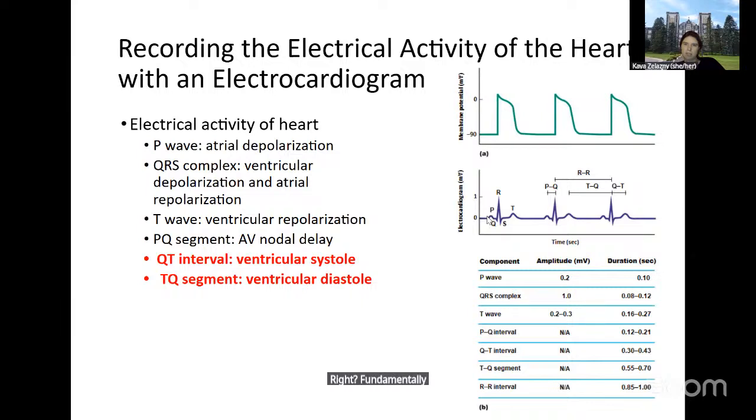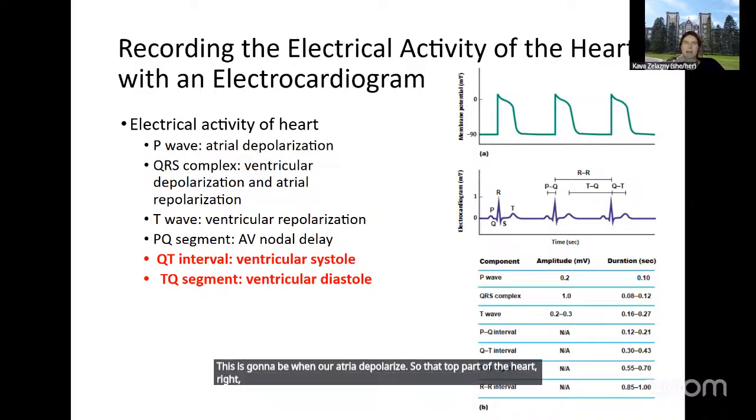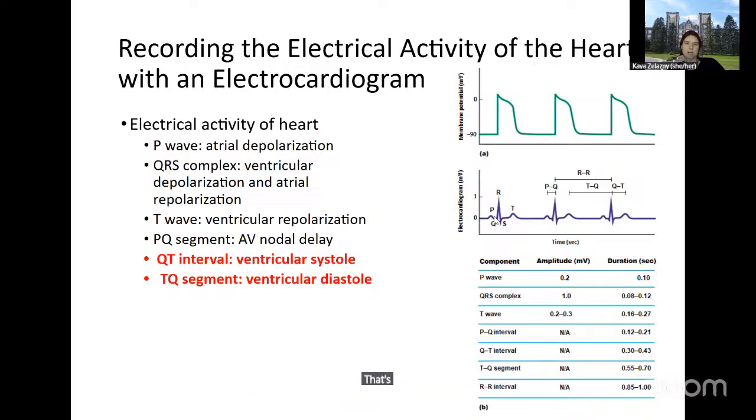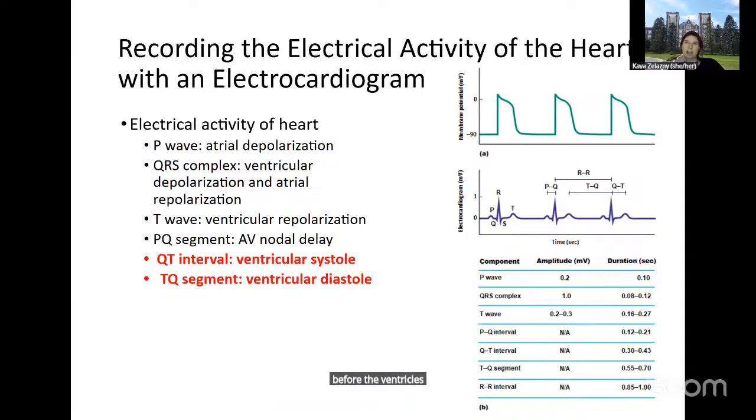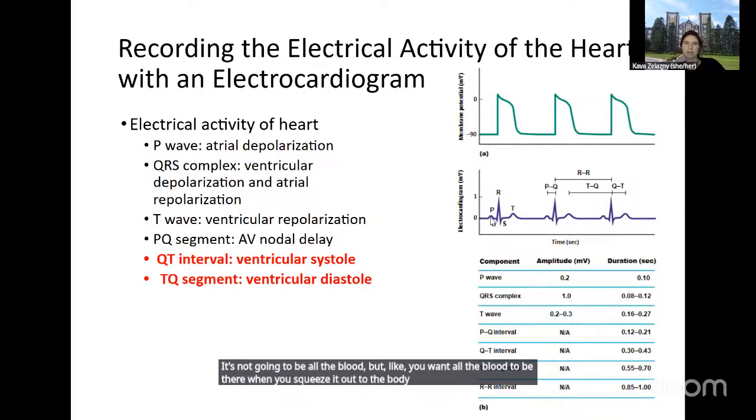Fundamentally, this little peak here, this P wave, is going to be when our atria depolarize. So that top part of the heart, that part where we have venous flow coming in. So stuff is coming from elsewhere in the body into the heart. That's the part we see depolarizing first, right? You want to squish that down into the ventricles before the ventricles contract, because you want all the blood, well, not all the blood, but you want the blood to be there when you squeeze it out to the body, right? So that's our P wave, this little peak.